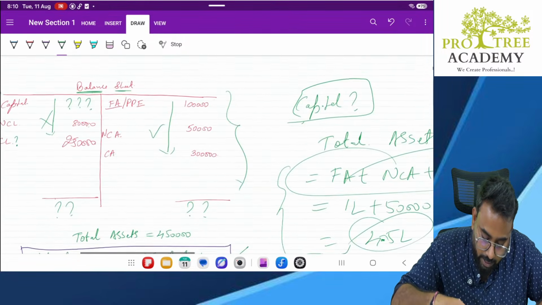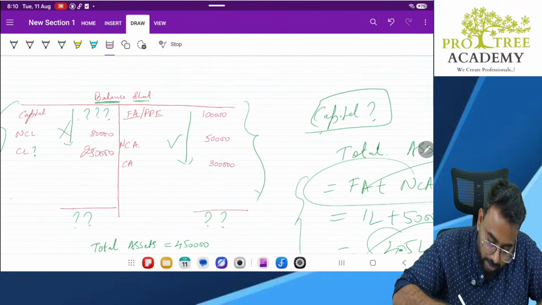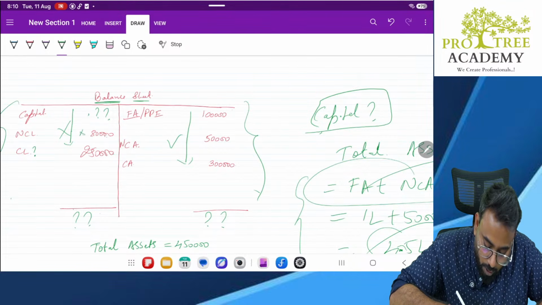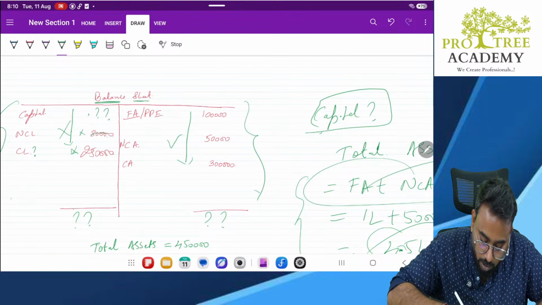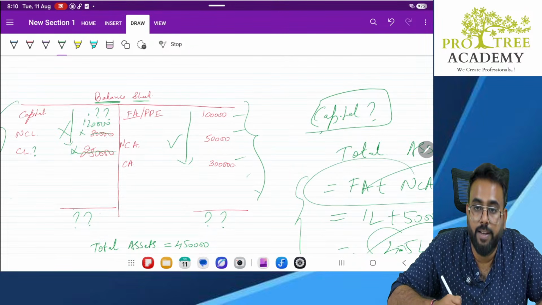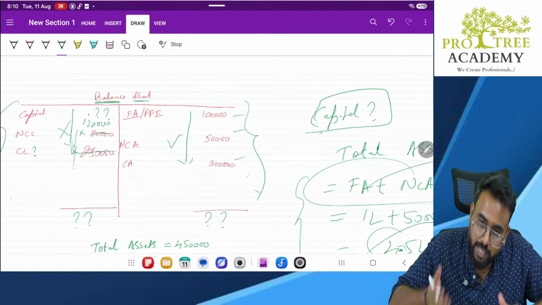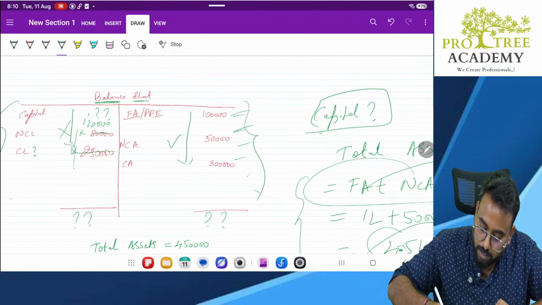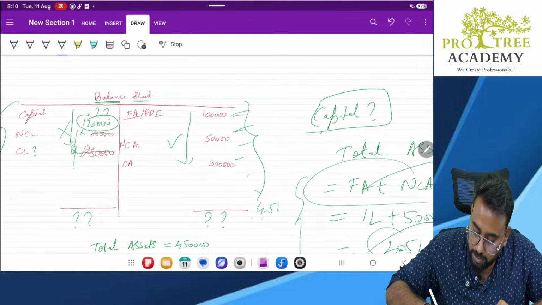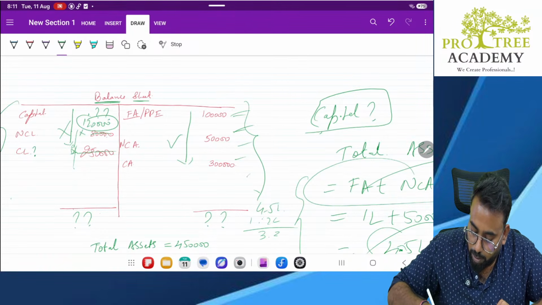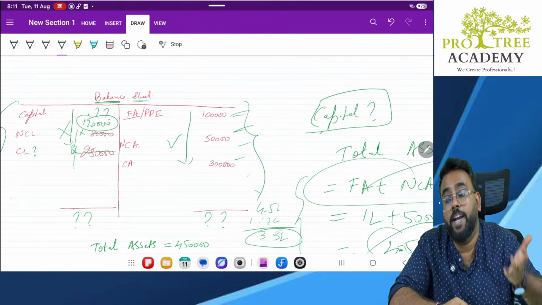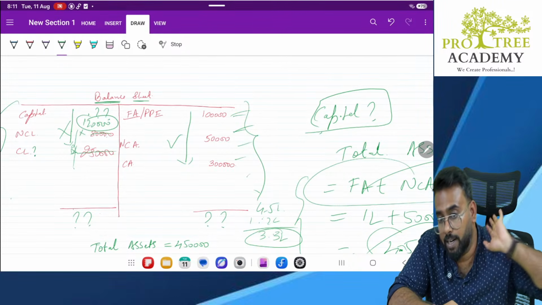So in this, suppose I have not given you these two numbers. I have given you this number and these numbers. Can you find out what these two are? Yes. How, sir? Total is 4.5 lakh. Out of 4.5 lakh, if you minus 1.2 lakh, how much is remaining? Sir, what is remaining is 3.3 lakh. That is your liabilities. You can't find out how much is non-current liability and how much is current liability.